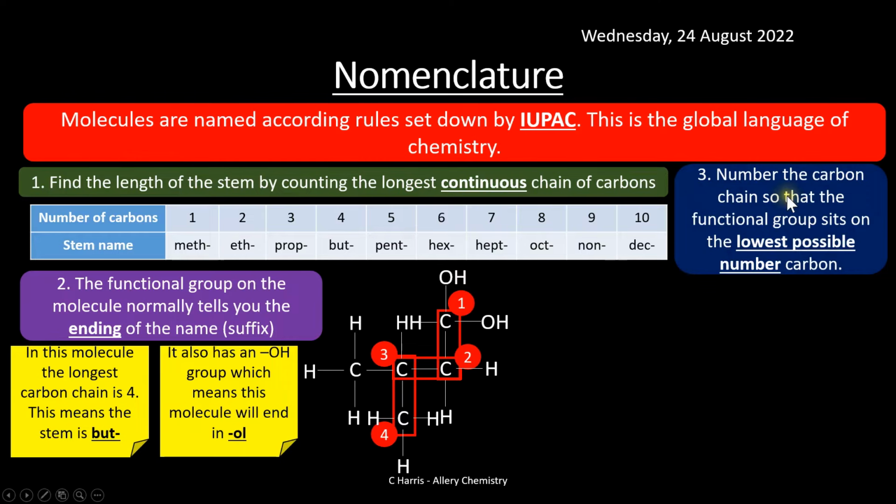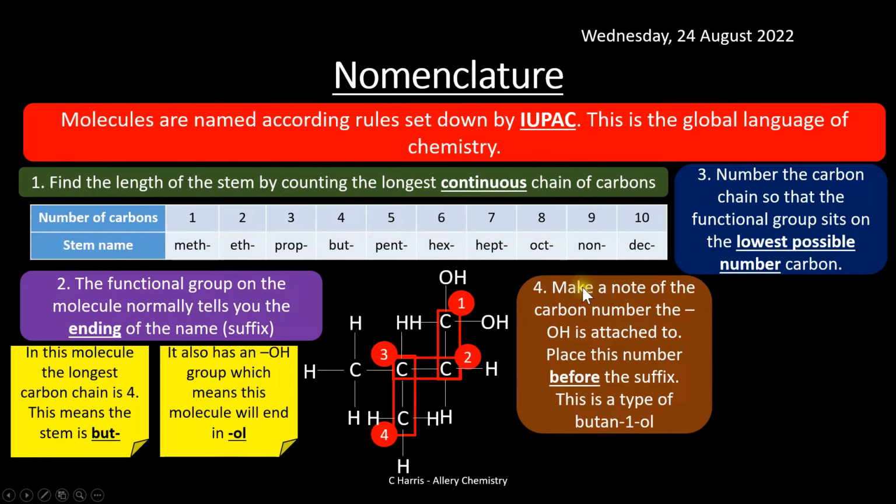So, number the carbon chain. The third thing we need to do is number the carbon chain so that the functional group sits on the lowest possible number carbon. We can either number it 1, 2, 3, 4 like this, or the other way, 1, 2, 3, 4. But obviously the functional group should sit on the lowest number, so that has to be 1. So this becomes carbon 1, because that's smaller than 4 if we numbered it the other way around.